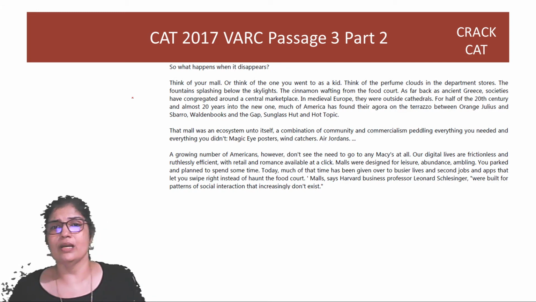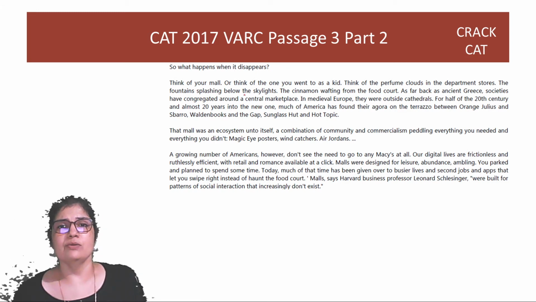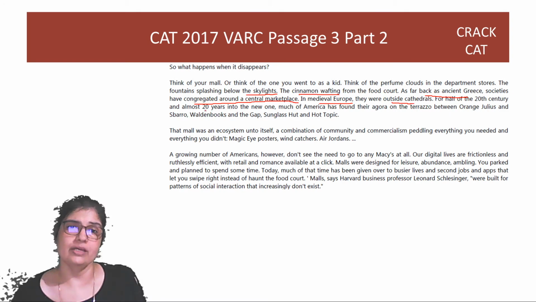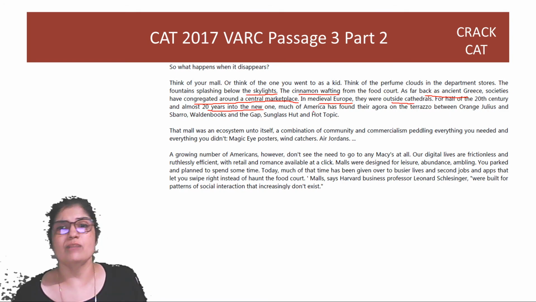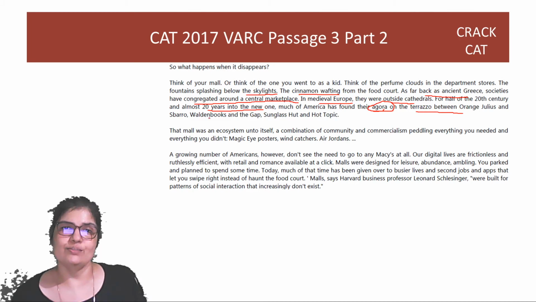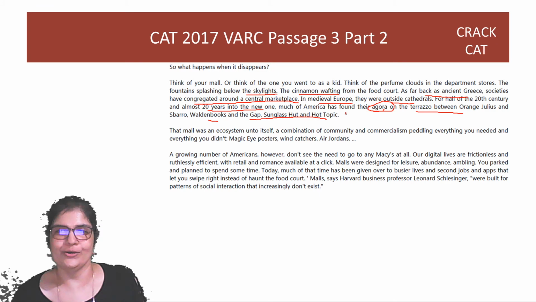Think of the perfume clouds in the department stores, the fountain splashing below the skylights, the cinnamon wafting from the food court. As far back as ancient Greece, societies have congregated around a central marketplace. In medieval Europe, they were outside cathedrals. For half of the 20th century, and almost 20 years into the new one, much of America has found their agora, their place of meeting, on the terrazzo between Orange Julius and Sbarro, Waldenbooks, and the Gap. So this is basically the mall. All these shops are found in the mall. So that's just a nice fancy way of writing mall.